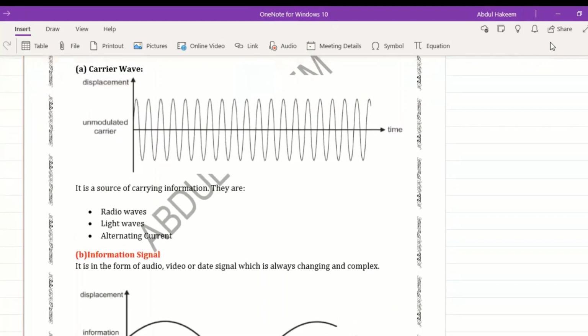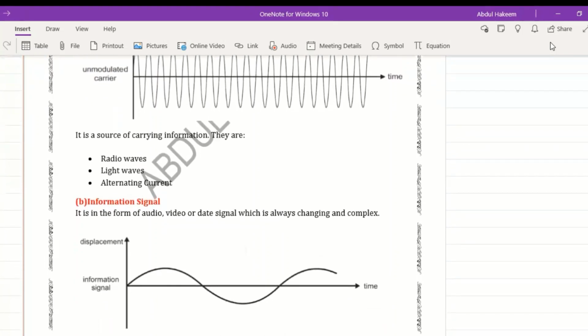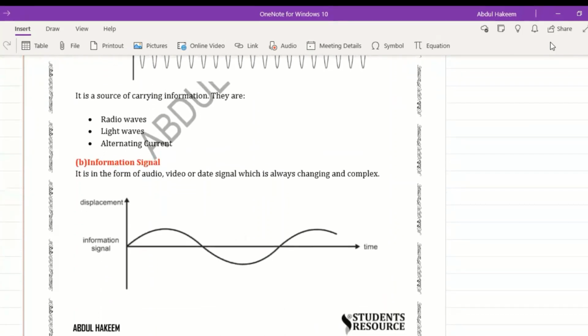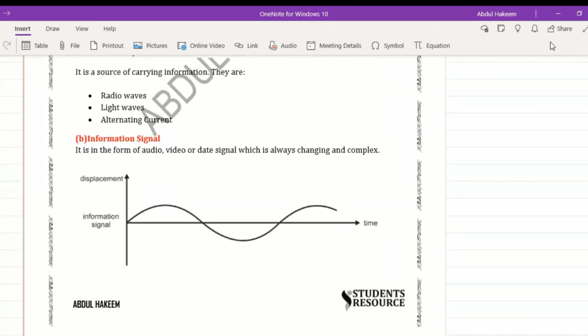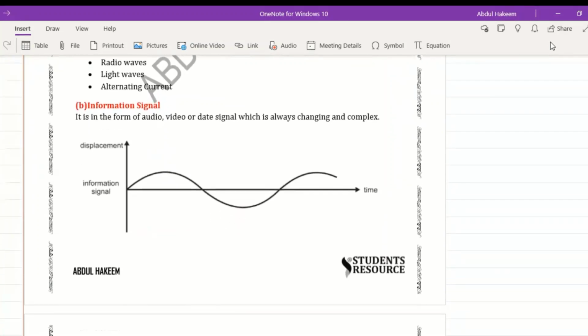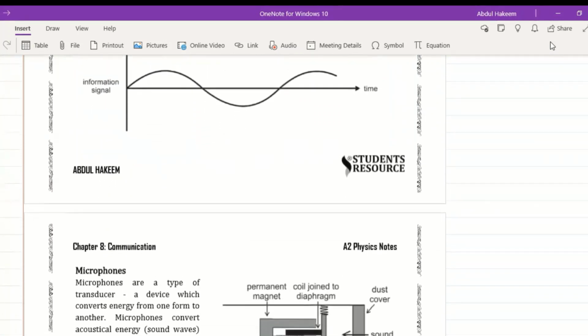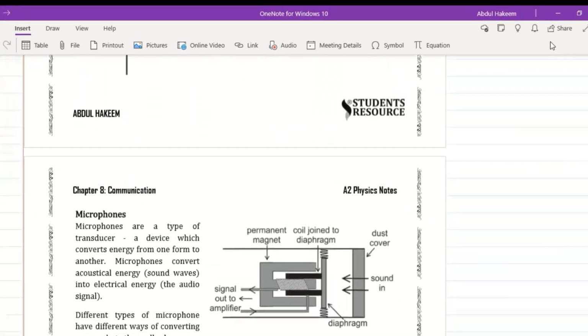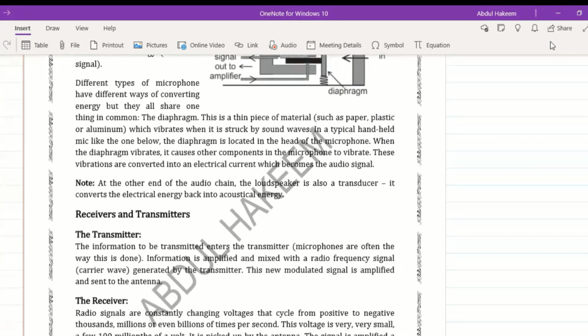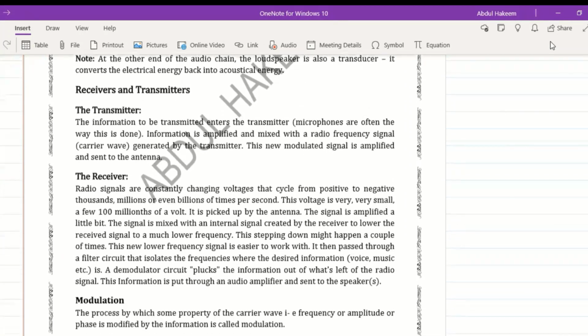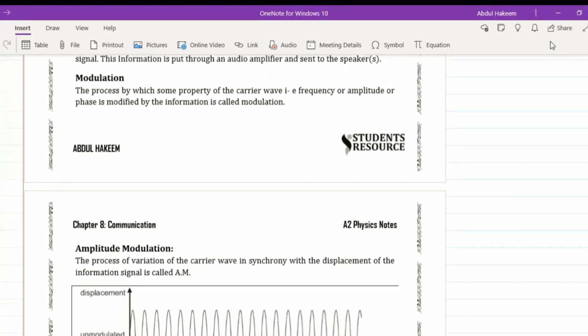What is the modulation? The change of the property of the radio wave with respect to the variation of the displacement of the information. So you can prepare from these notes, okay? So the first is the frequency modulation, amplitude modulation second.